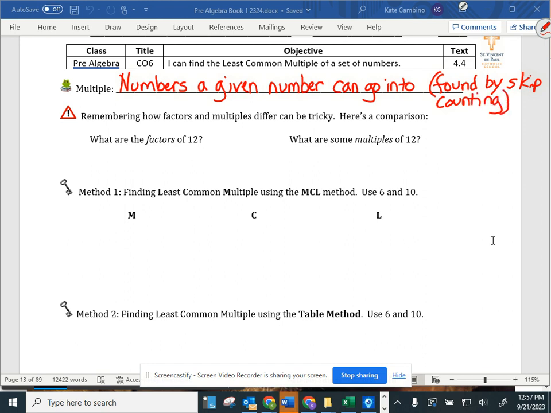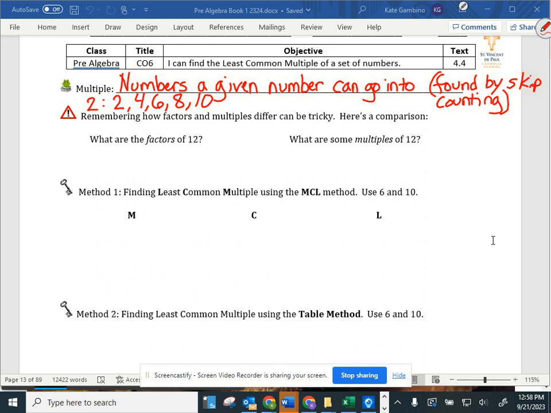So if we're looking at multiples of 2, we're going to skip by 2's. 2 times 1 is 2, 2 times 2 is 4, 2 times 3 is 6, 2 times 4 is 8, 2 times 5 is 10. We're skipping by 2's, right? We're multiplying up by 1, by 2, by 3, by 4, by 5, by 6. So you're finding all those multiples of that number.